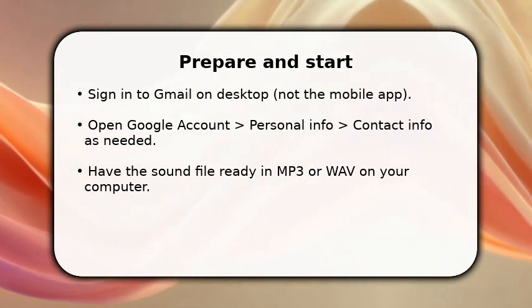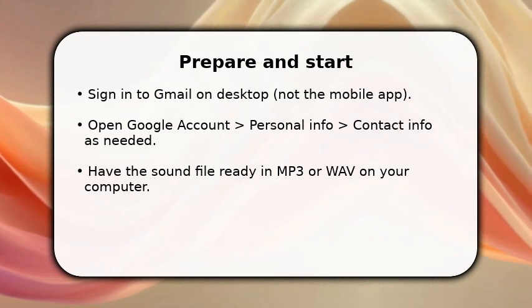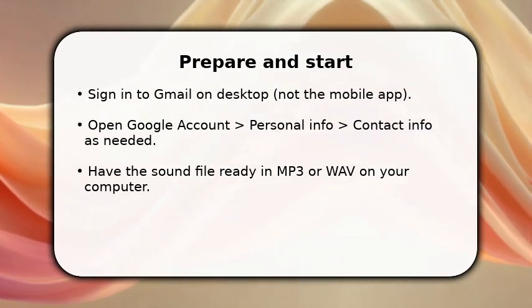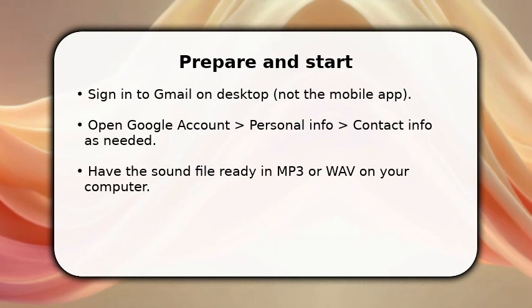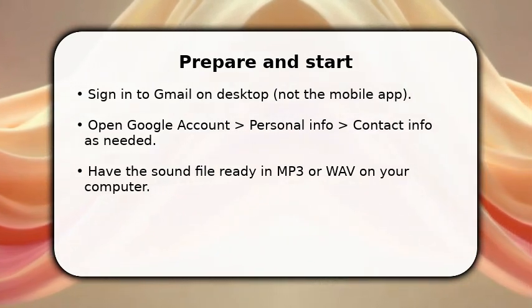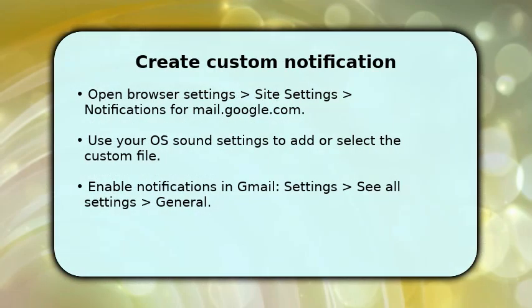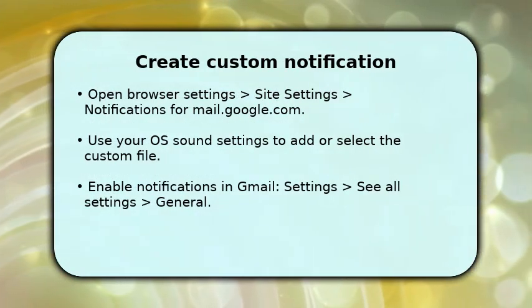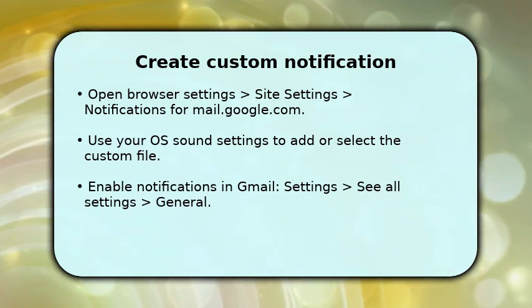You'll use it when we create a custom sound through the system notifications setup. Follow me, we'll link that file to notifications in the next steps. Now you'll allow Gmail to send notifications and point the system to your new sound. In the browser, confirm Mail.Google.com is allowed to show notifications.